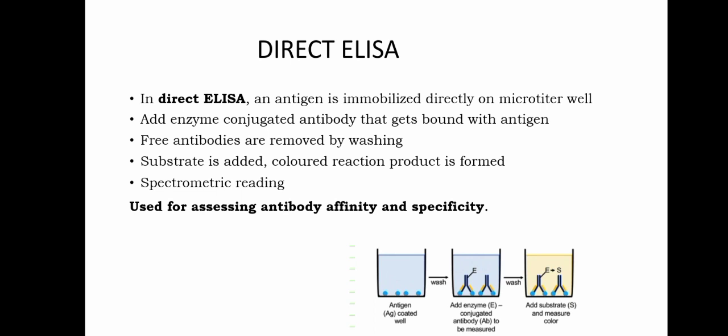In direct ELISA, antigen is immobilized directly on the microtiter well. Add enzyme conjugated antibody that gets bound with the antigen. Then the free antibodies are removed by washing. Then the substrate is added, a colored reaction product is formed, and the color is read by the spectrometric technique. And the direct ELISA is used for assessing the antibody affinity and the specificity.